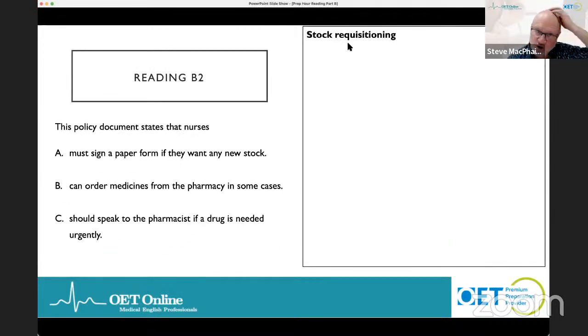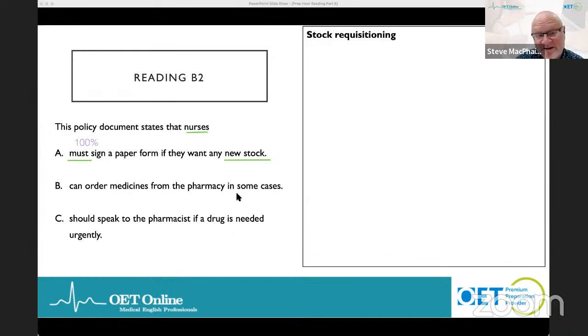Okay, next one, stock requisitioning. This is a practical based one, isn't it, everyone? As health professionals, you need to order stock. So let's have a look. This policy document states that nurses must sign a paper form if they want any new stock. So this is a must, everyone. Nurses must sign a paper form if they want new stock. That's 100%. We know what must is, everyone. There's no doubt about that. They must do it if they want new stock. It's clear.